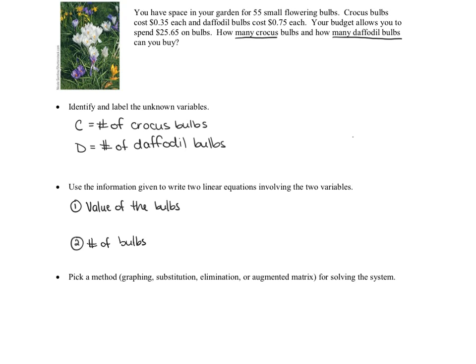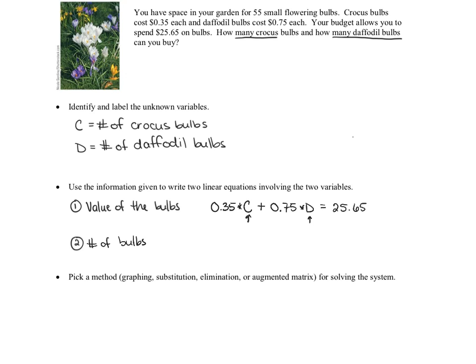So let's start with the value of the bulbs. We don't know how many crocus bulbs we're going to buy, but we know that they cost 35 cents each. So we can write this as a formula: 35 cents for every one bulb that I buy. And then I'm also going to buy daffodil bulbs, which cost 75 cents per bulb. And we know that together we're going to spend no more than $25.65. So however many crocus bulbs and daffodil bulbs we buy at the cost per bulb, it should add up to $25.65.